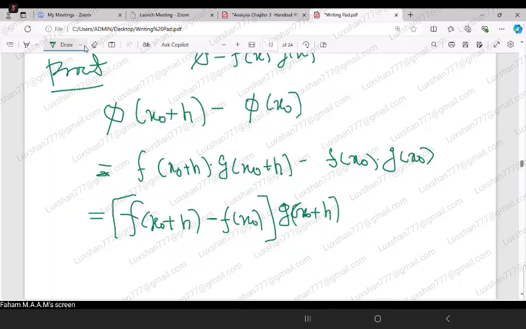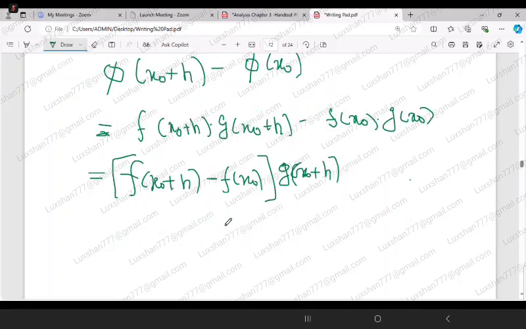Okay, so look at now. Actually, I don't have this term, minus f of x naught into g of x naught, I don't have. I have subtracted, therefore I'm going to add it now. So plus, I'm going to put like this.